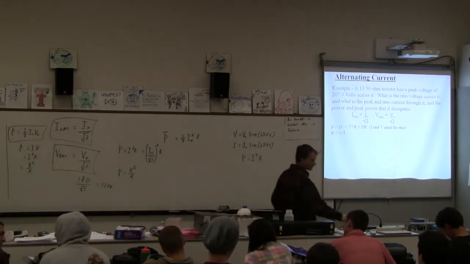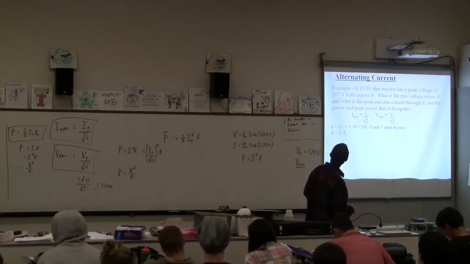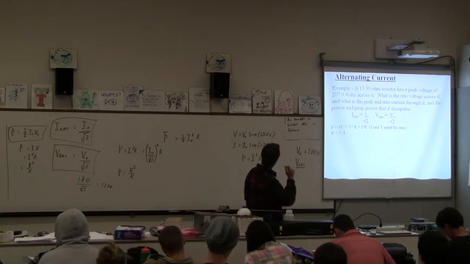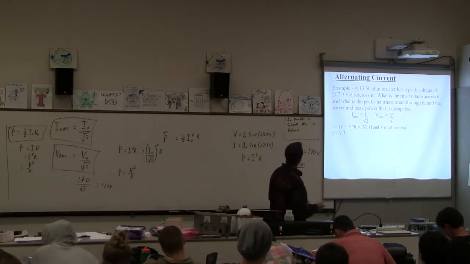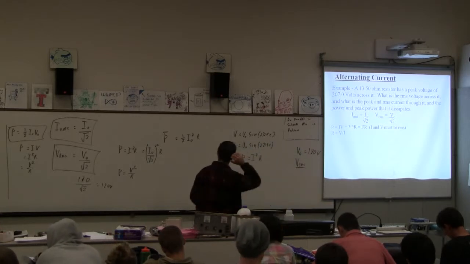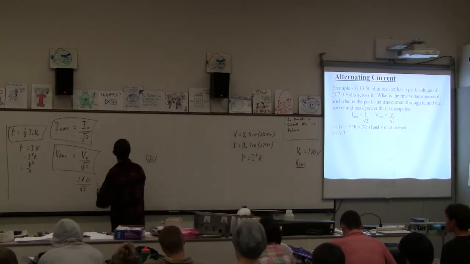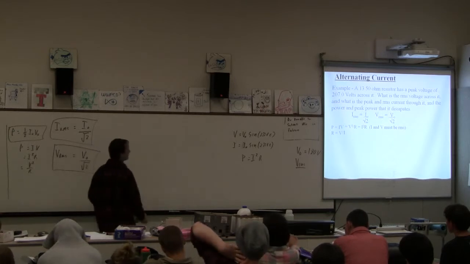So let me do an example and then I'll have you guys try. Here's the example. A 13.5 ohm resistor has a peak voltage of 207.0 volts across it. What is the RMS voltage? What is the peak and RMS current through it, and the power and peak power that it dissipates? What is the power and the peak power?